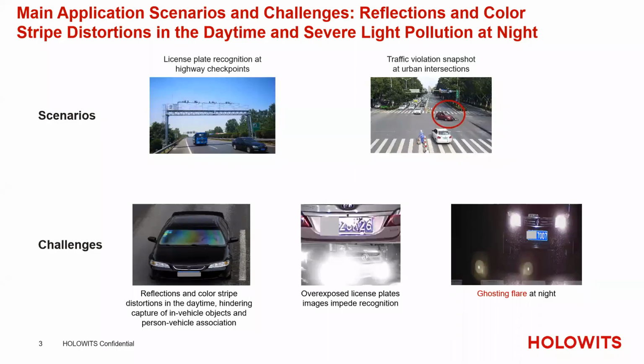The first is about checkpoint cameras, application scenario and challenges. Generally, it's mainly used for highway checkpoint and urban intersection to monitor some possible traffic violation, just like this scenario. And next are possible challenges in use. Mainly reflections and color stripe distortions in the daytime, and severe light pollution at night.